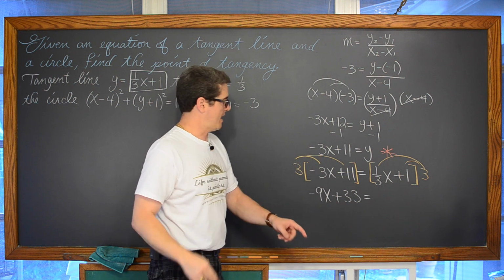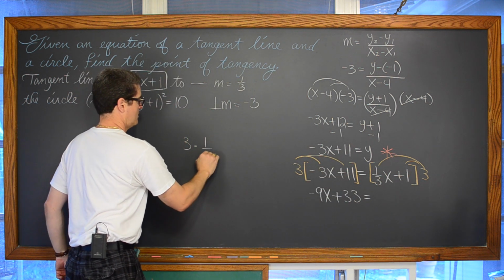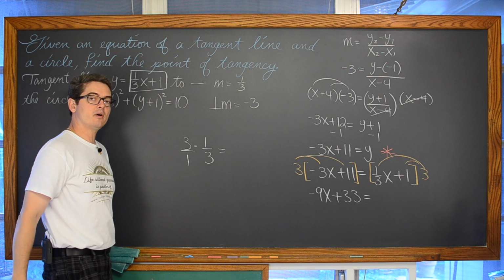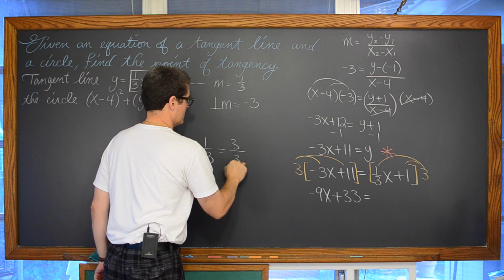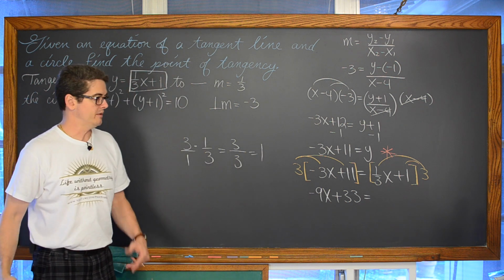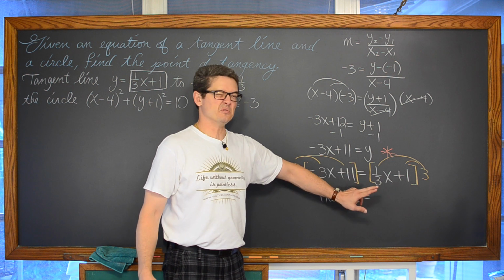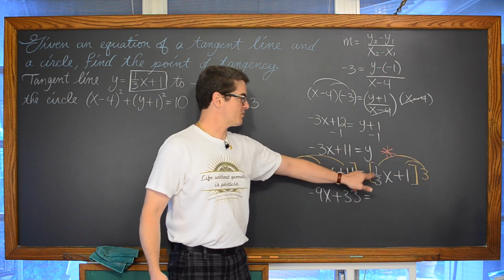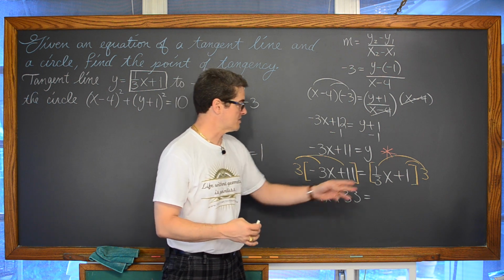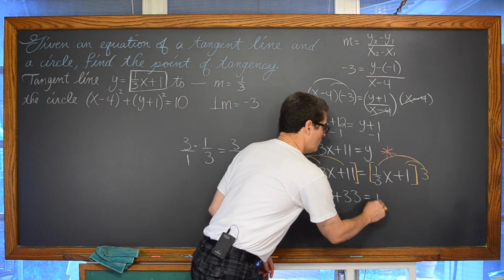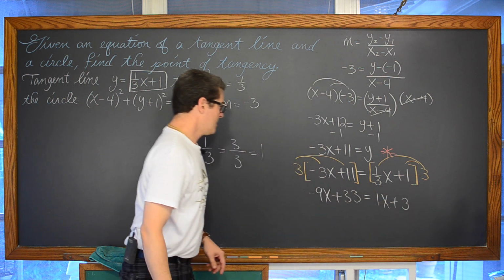Now over here, what's going to happen is we're going to have 3 times 1/3. Well, to multiply fractions, you go straight across. 3 times 1 is 3. 1 times 3 is 3. And that cancels out to be 1. Or you're just going, hey, I'm multiplying by 3, and that multiplication of 3 is going to cancel with the division of 3. Multiplication and division are inverse math operations, and that's just going to leave you with the numerator of 1x plus, and then 3 times 1 is 3.